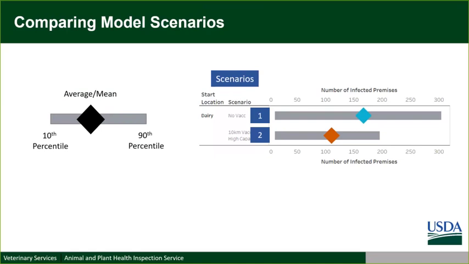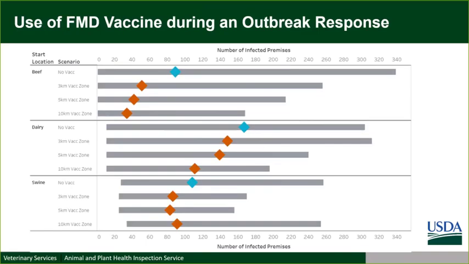So you're seeing here on the right that each scenario is a row. And so we'll stack different rows on top of each other to compare multiple scenarios within a region. And then the blue diamond is always going to be comparisons to a non-vaccination scenario. And then this orange diamond is vaccination scenarios, or scenarios being compared where vaccination was applied. And then the numbers on the top and the bottom are the same, but essentially that's the number of infected premises that we'll evaluate.